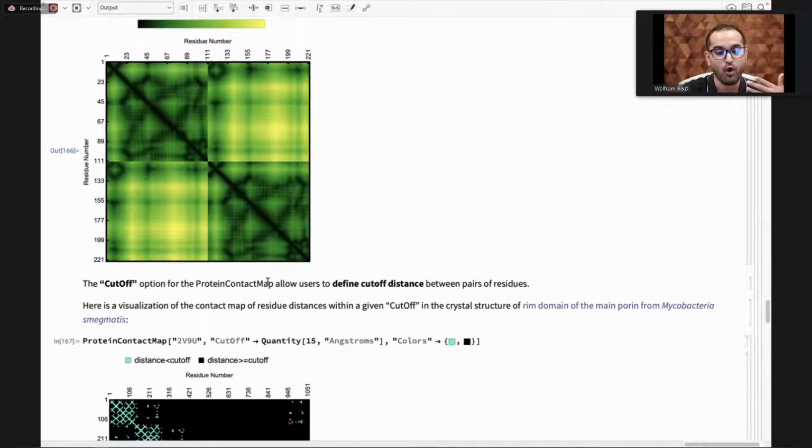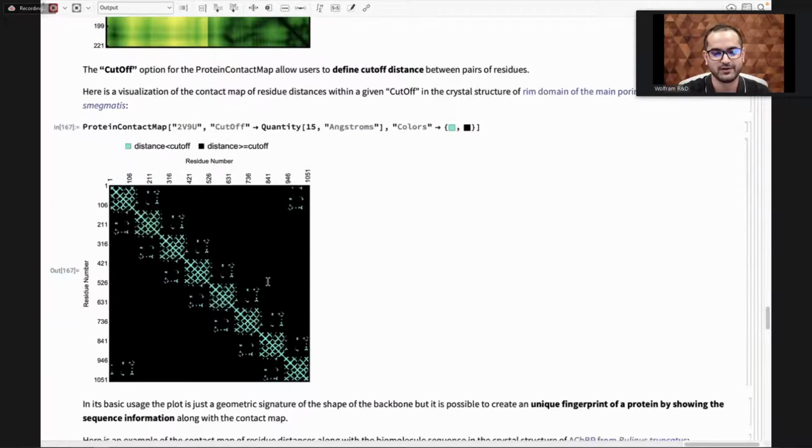You can use options to make it richer. So here I've used the option of cutoff to show a binarized version of the contact map. And you can also define the colors as you want. So let me first explain what this cutoff is, right? So this cutoff basically indicates that if a pair of residues is within 15 angstroms, then color it in one color, and if it's above 15 angstroms, color it in a different color. And those colors you can define here.